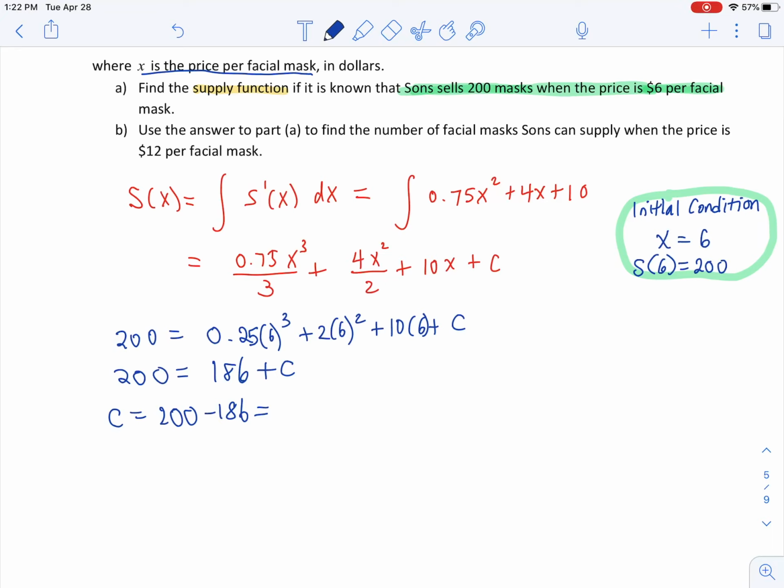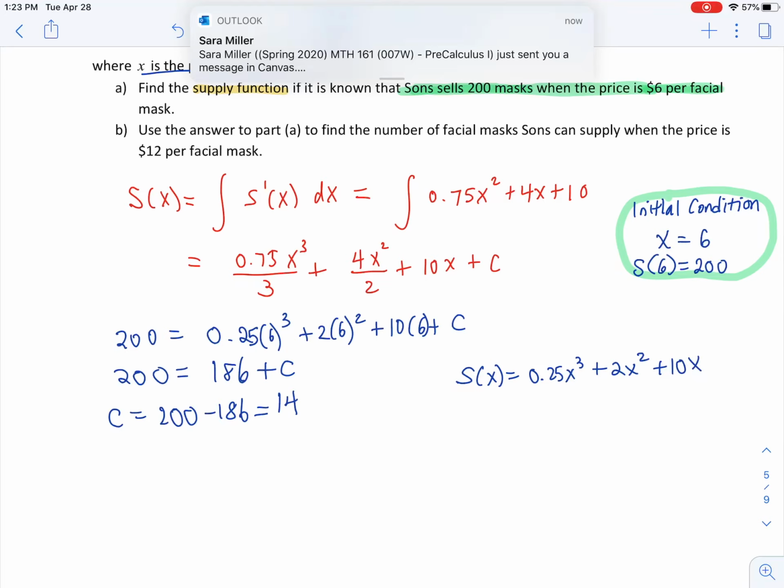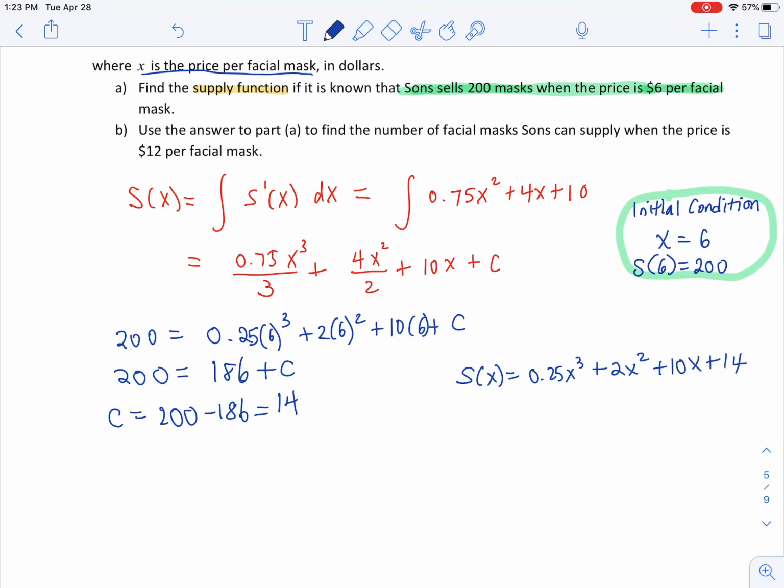I can't do basic arithmetic in my head. 200 minus 186 is what? 14. Okay, so C is 14, you guys. So we found A. The supply function is S of x equals 0.25x to the third power, plus 2x squared plus 10x, plus 14. So this is the supply function that we found.